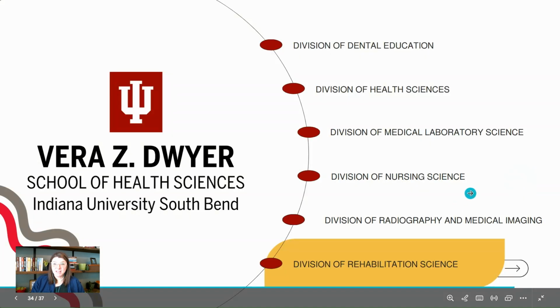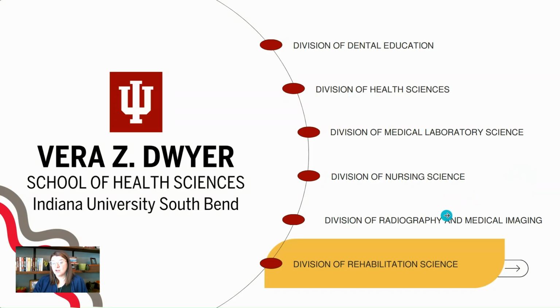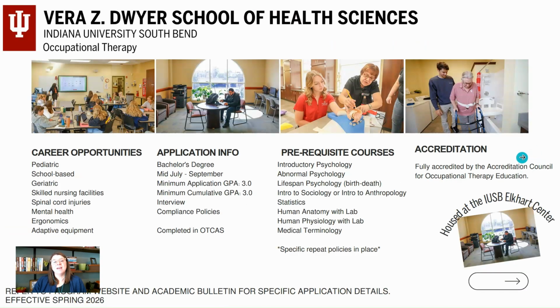The Division of Rehabilitation Science is a unique structure within the Verzi-Dwyer School of Health Sciences. The Division of Rehabilitation Science is comprised of the Occupational Therapy Master's Program, as well as the Speech Language Pathology Master's Program. This slide here overviews the Occupational Therapy Master's Program.